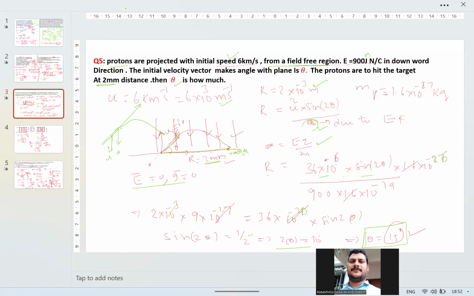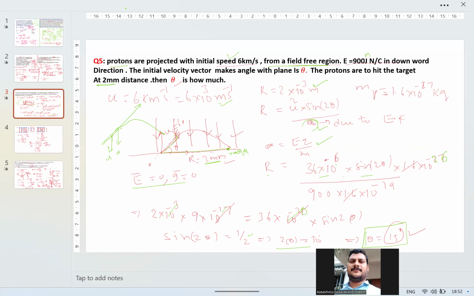Also the range value, given here as 2 millimeters, tomorrow he may give 2 centimeters. Then if 2 centimeters is given, you have to change the power here to 27. Okay, now the mass of the proton. To get the correct and accurate values, they will give the data accordingly.